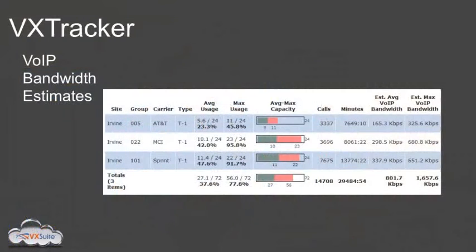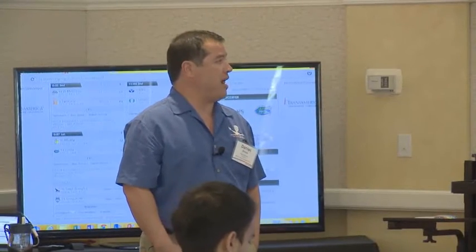And here are some VoIP bandwidth estimates. This is our analytics report. It's one of many reports that VXTracker has. In this case, we are monitoring 3 different carriers and their average capacities. And this particular report gives you a good snapshot of what kind of call volume the customer is getting over the course of the day.